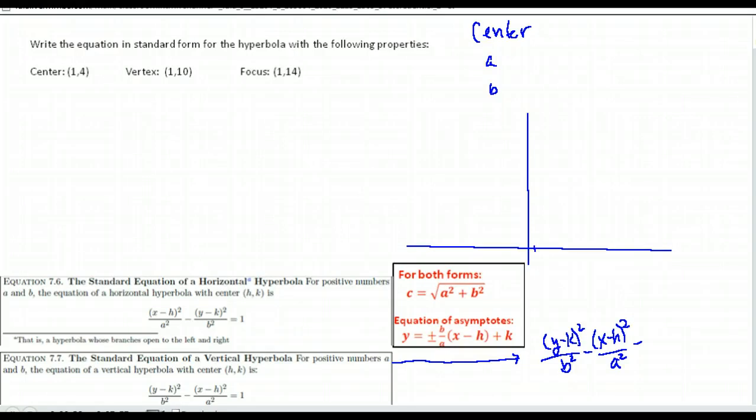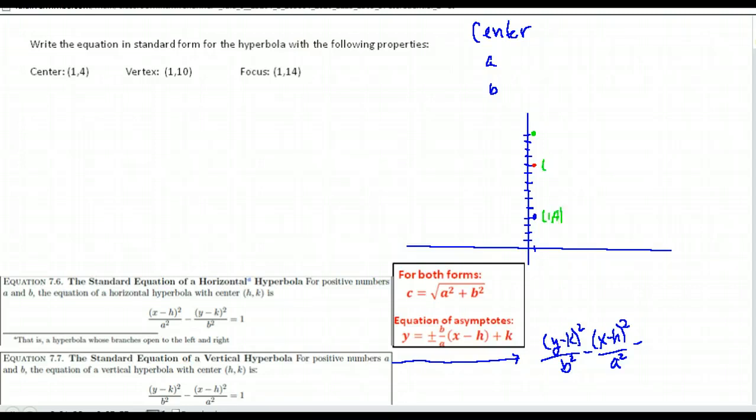Okay, we have a center at (1, 4). Let's put that on there. We have a vertex at (1, 10). And we have a focus point at (1, 14). Now notice, as opposed to our ellipses that we did before, the focus point is outside of the vertex. Okay, it's past the vertex. With an ellipse, it was in between the vertex and the center. This time it's past it. Okay, so here are our points.